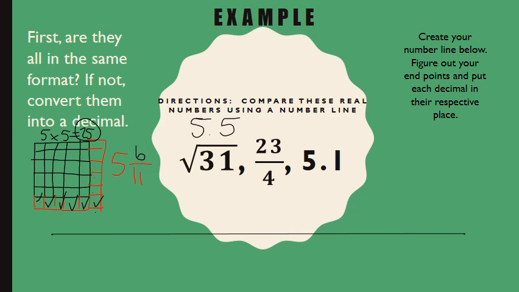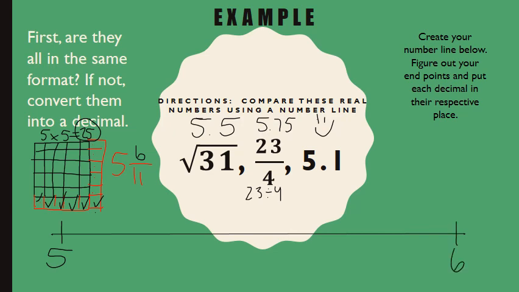Let's convert all of our numbers before we start graphing on our number line. 23 over 4, I can calculate by putting in my calculator 23 divided by 4, which is 5.75. Now all of our values, well, 5.1 is already a decimal, so we don't have to do anything there. All of our values are 5 point something, so that means all of our answers are going to be graphed somewhere between 5 and 6.